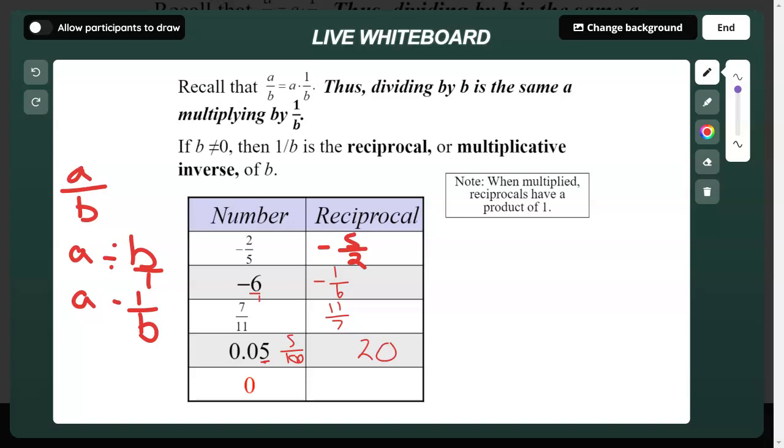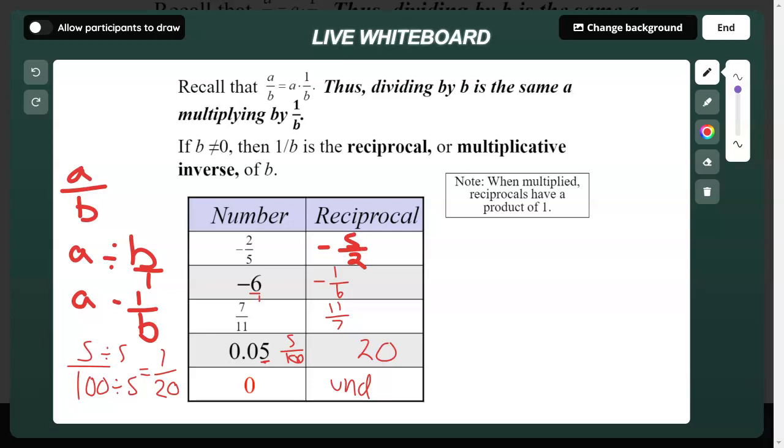Now we can simplify 5/100. What can both of those numbers be divided by? Oh, yeah. So I end up with 1/20. So 1/20, its reciprocal will be 20. Okay? What's the reciprocal of 0? Undefined. There is no reciprocal for 0.